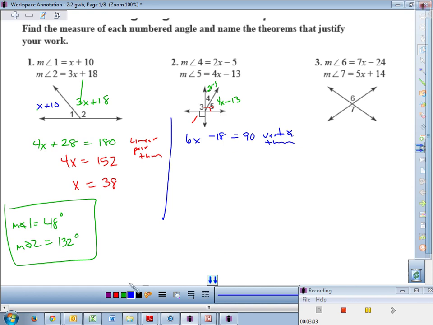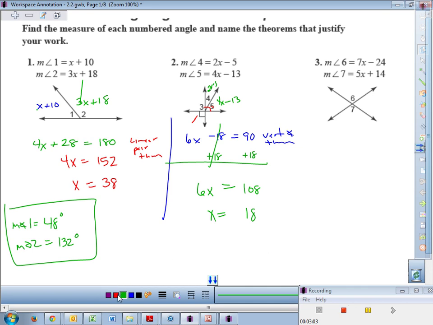So let's add 18 to both sides. 6x equals 108, right? And then divide by 6. 6 goes into 10 once, and there's 48 left over, so that's 18 times. Is that right?